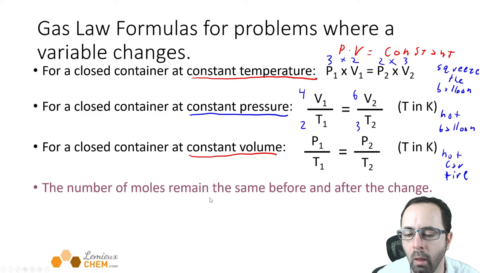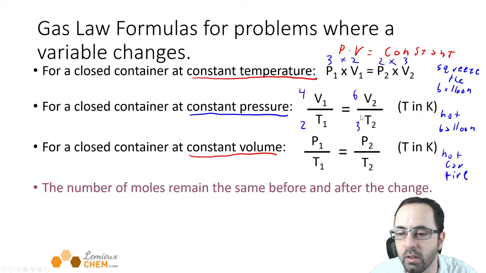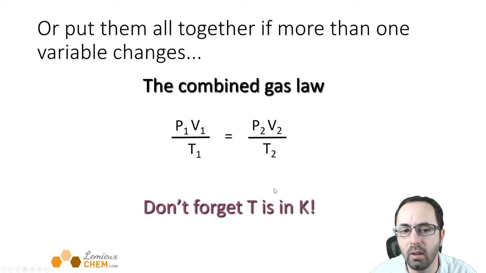So let's see how we might be able to use these relationships. When we use these, we're going to want to pay close attention to which variables are mentioned in our problem. For example, if pressure and volume are mentioned, we'll want to use this first equation here. If volume and temperature are the variables that are mentioned, we'd want to use this one here. And if pressure and temperature are mentioned, this is the equation that we want to use. Finally, we can put these all together and get a combined gas law.